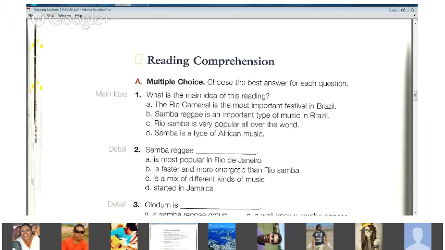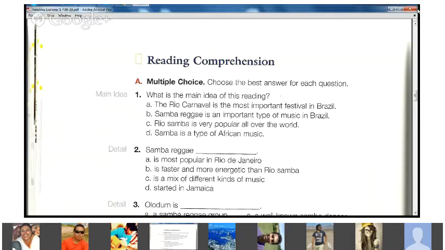Okay. So, of all of those, which is the best answer, do we think? I think it is A. Okay, Rio Carnival is the most important festival in Brazil. Is that what the passage was mostly about? Maybe B, Samba reggae is an important type of music in Brazil. Okay. B or C, so let's just quickly review.